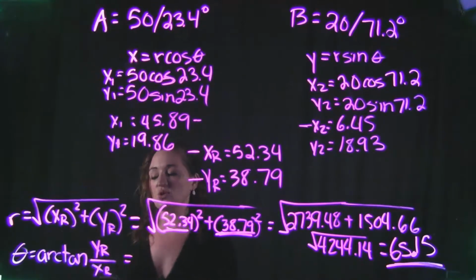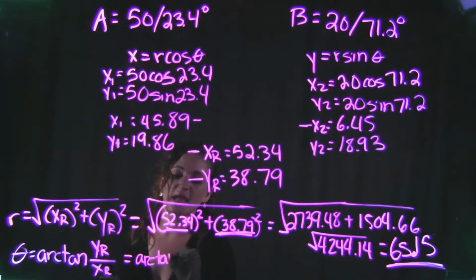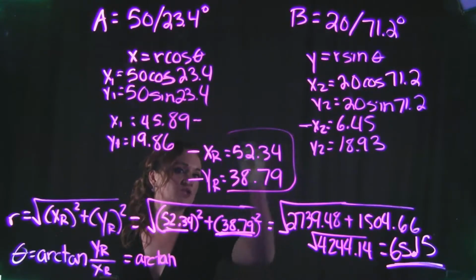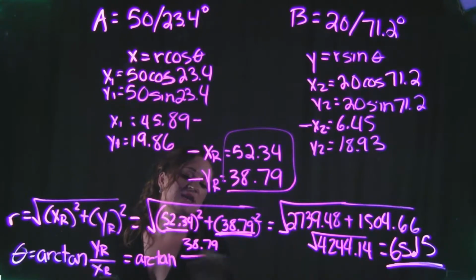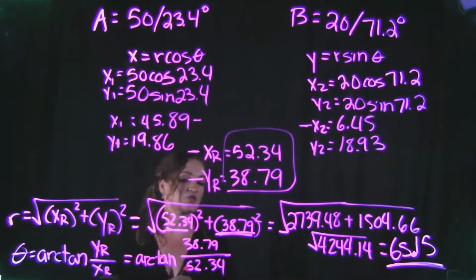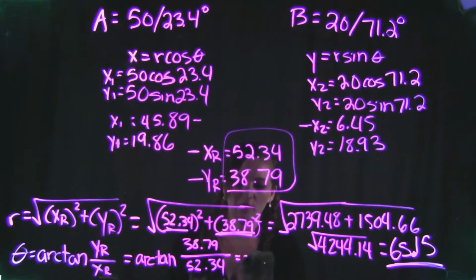So our theta, our direction, is going to come from finding the arc tangent of YR over XR. Well, we already have those two pieces of information. YR is 38.79, and we're going to put that over XR, which is 52.34. So I would recommend doing the division first. Do 38.79 divided by 52.34, and that's going to give us the arc tangent of 0.74.